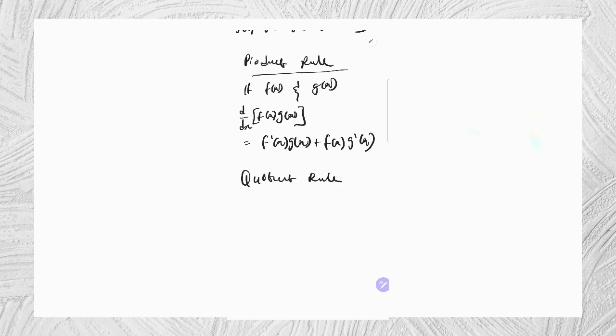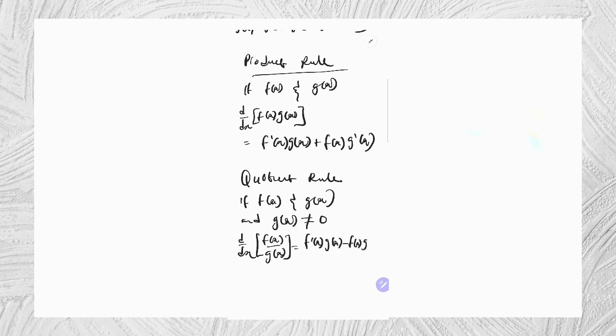Under the quotient rule, if f of x and g of x are differentiable functions and g of x is not equal to 0, the quotient rule states that d dx of f of x divided by g of x is equal to differentiation of f of x times g of x minus f of x times differentiation of g of x, all divided by g of x squared.